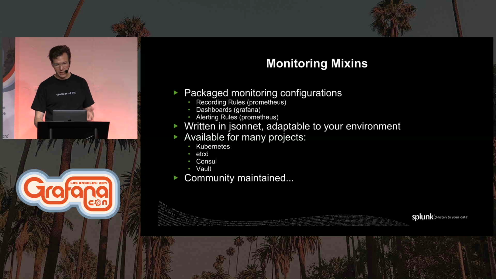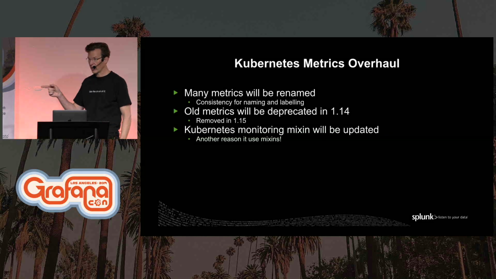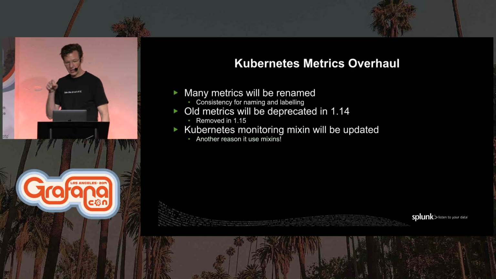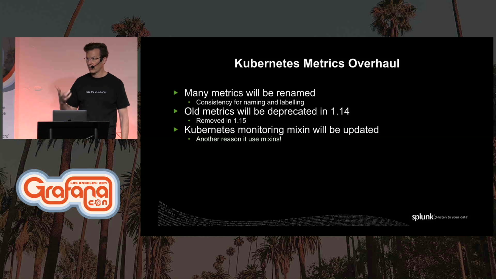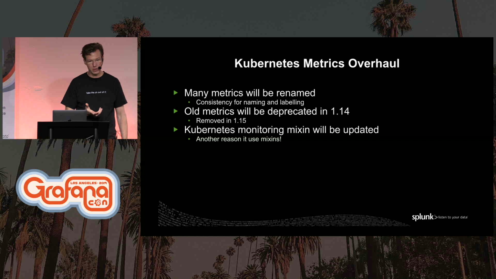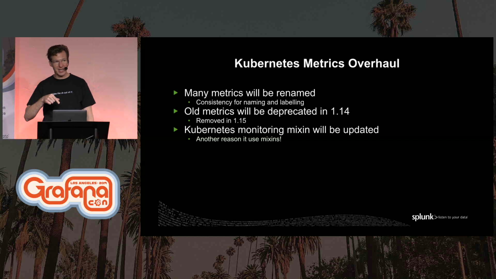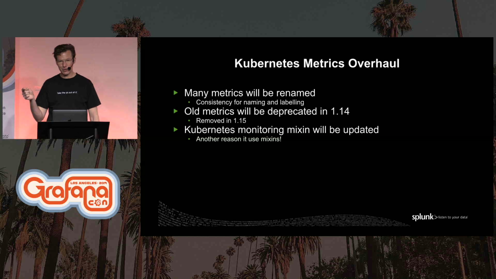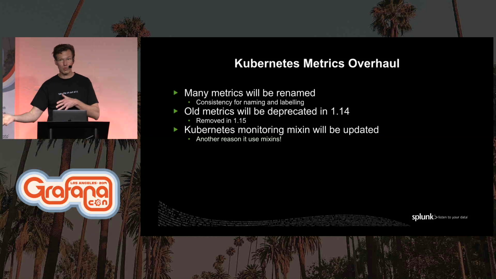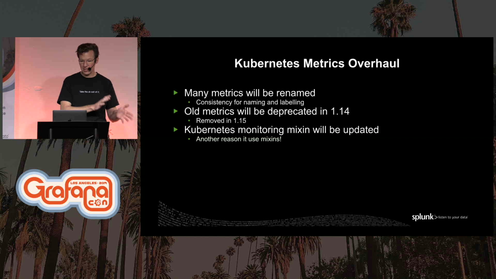Community maintained is a really big deal, especially in the face of when your metrics change. Coming in Kubernetes 1.14 and 1.15, there's going to be a bunch of metrics that are going to get renamed and labels that are going to change. This is in an effort to clean up all of the metrics that are being exposed inside of Kubernetes. If you have dashboards today that you've written by hand against these metrics, they are going to break. So now is the time to start using something like the mixin project, because the mixins will be fixed along with the metrics that are coming along.